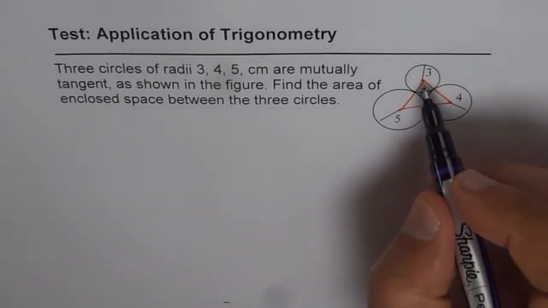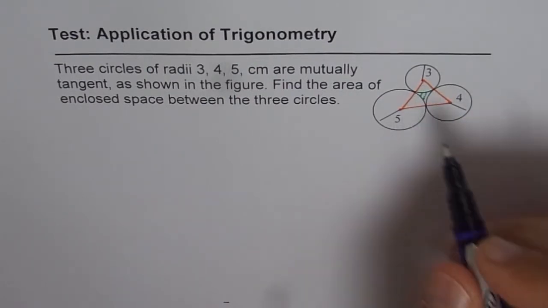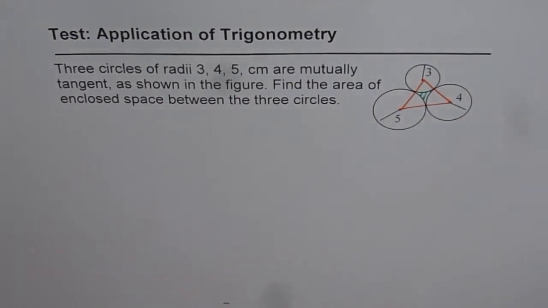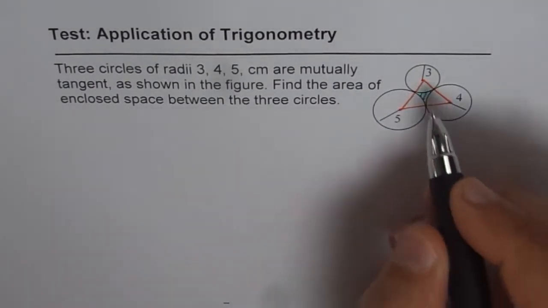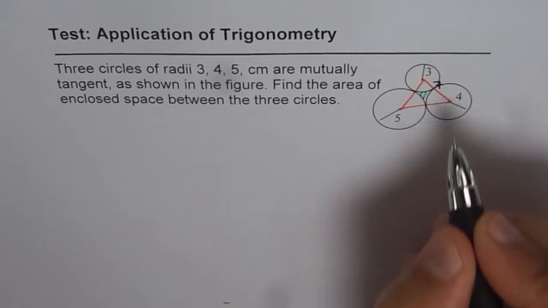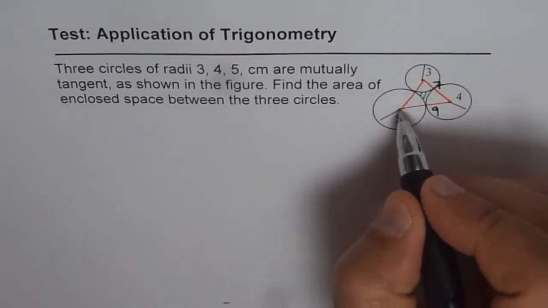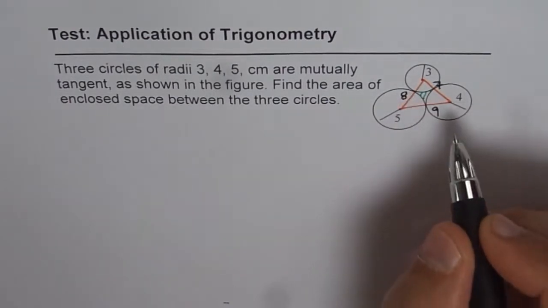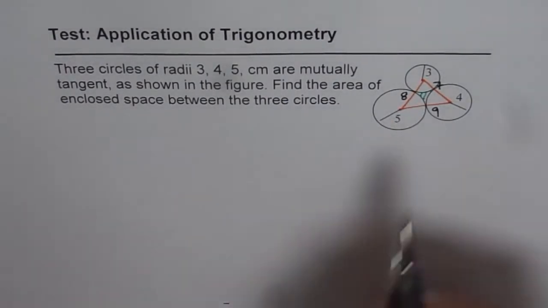So what we will do is find the area of this triangle. Since we know the sides of the triangle, the sides are sums of the radii. So 3 plus 4 gives us 7, 5 plus 4 gives us 9, and 3 plus 5 is 8. So 7, 8, 9 is the triangle we need to work with. We can use Heron's formula to find the area of the triangle.